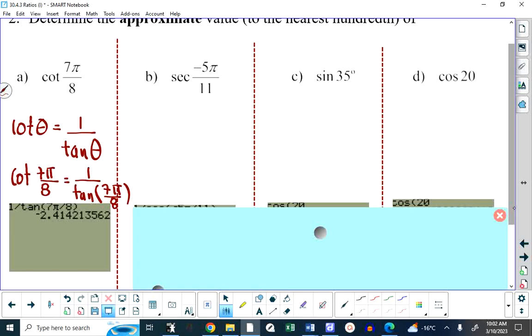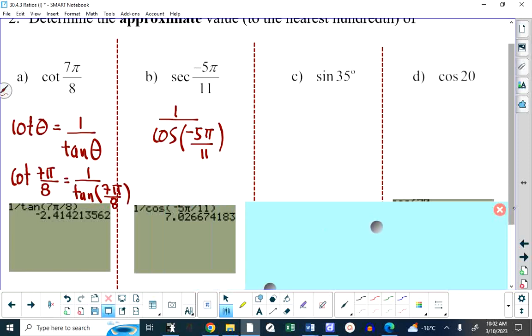Well then, how would we find secant of negative 5 pi over 11? It would be 1 over cosine of negative 5 pi over 11. The angle is still the angle. We're reciprocating cosine because cosine is the reciprocal of secant. And again, make sure you can put that into your calculator and get 7.0266. Are you with me? Okay, good.